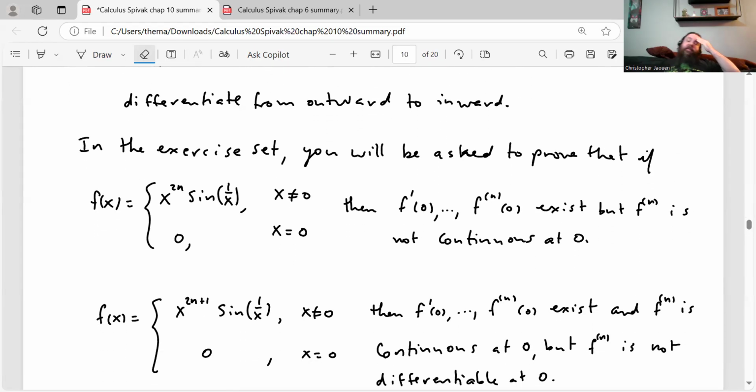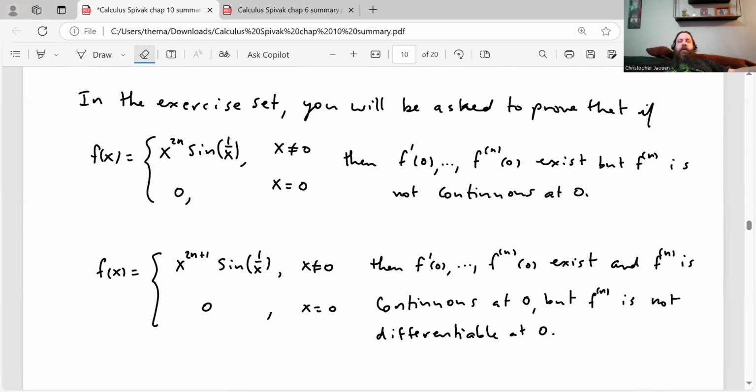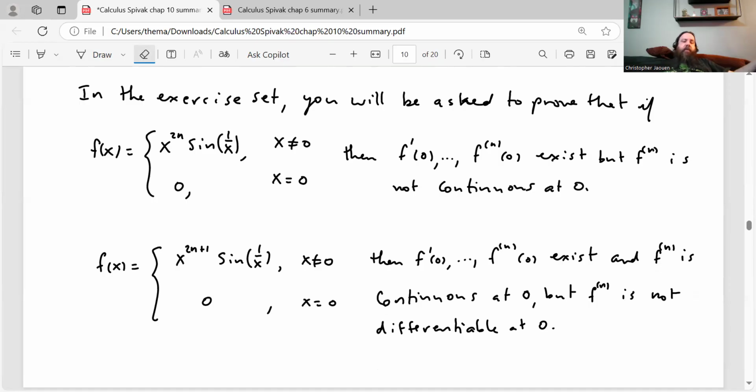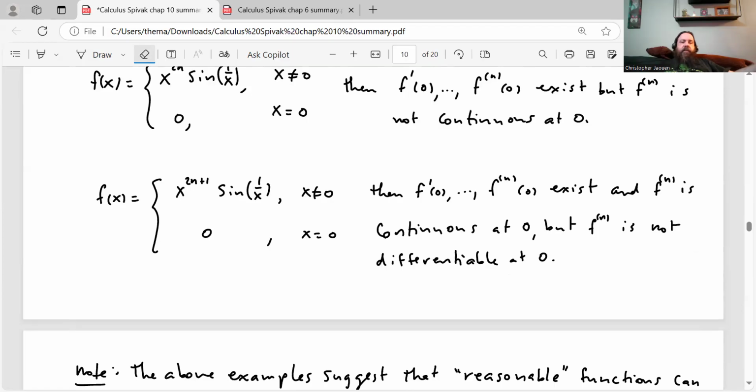And then lastly, in the exercise set, Spivak says we'll be asked to prove the properties of these two functions that we have here. If f of x is x to the 2n sine of 1 over x for x not 0 and 0 if x equals 0, then the first order derivative all the way up to the nth order derivative at 0 exists, but the nth order derivative of f is not continuous at 0. Whereas if f of x is x to the 2n plus 1 times sine of 1 over x, x not 0, and 0 if x is 0, then the first through nth order derivatives at 0 exist, and the nth order derivative of f is continuous at 0, but the nth order derivative of f is not differentiable at 0.